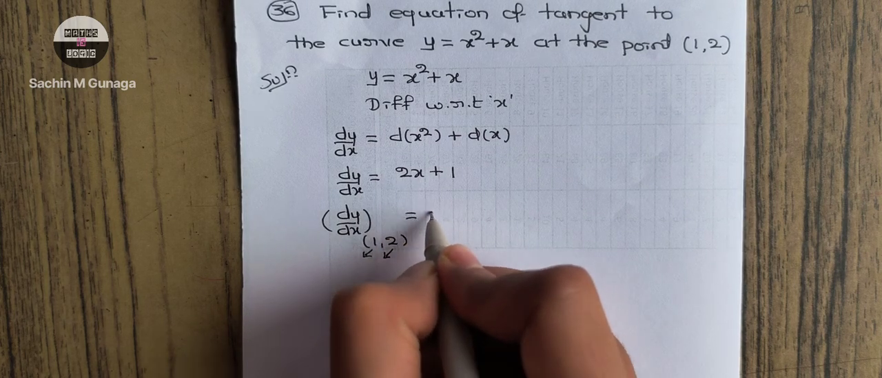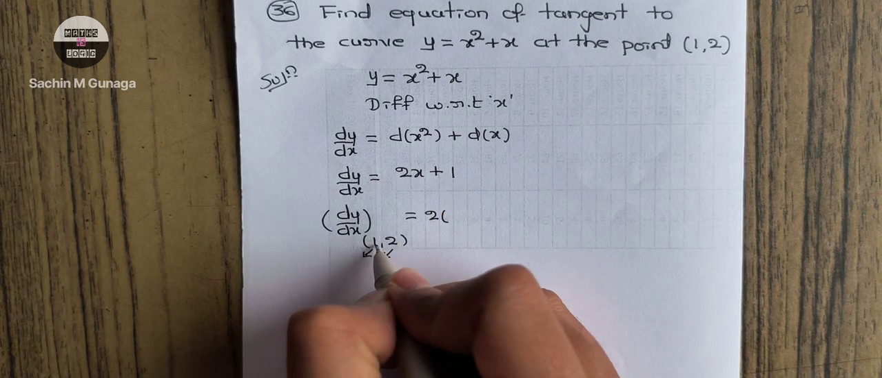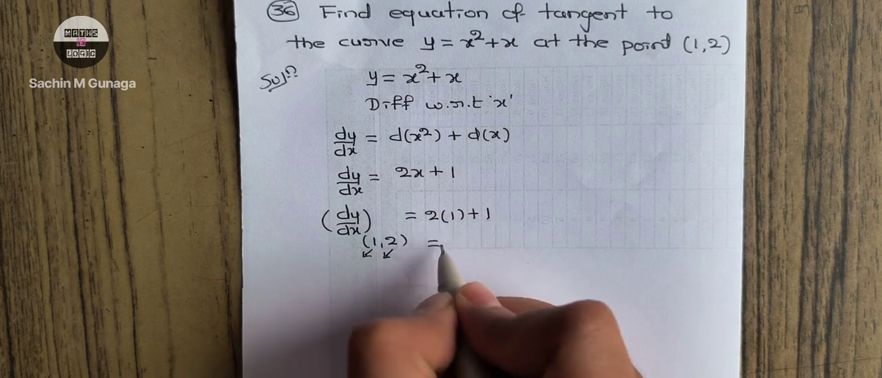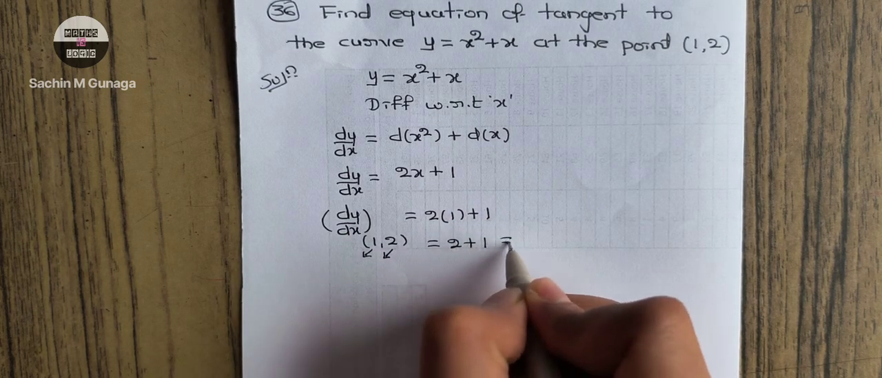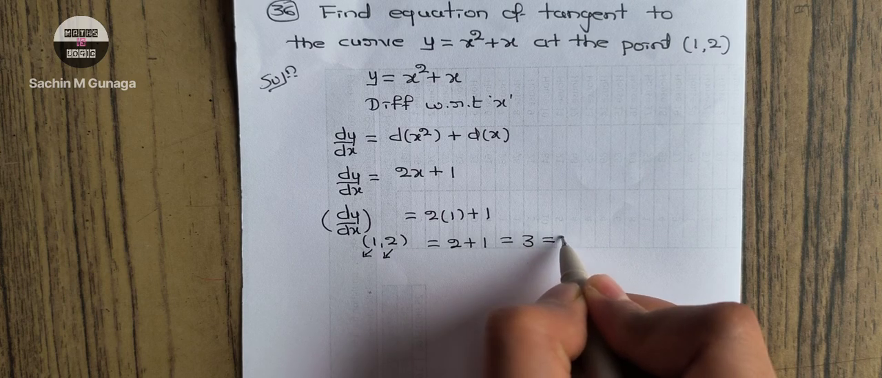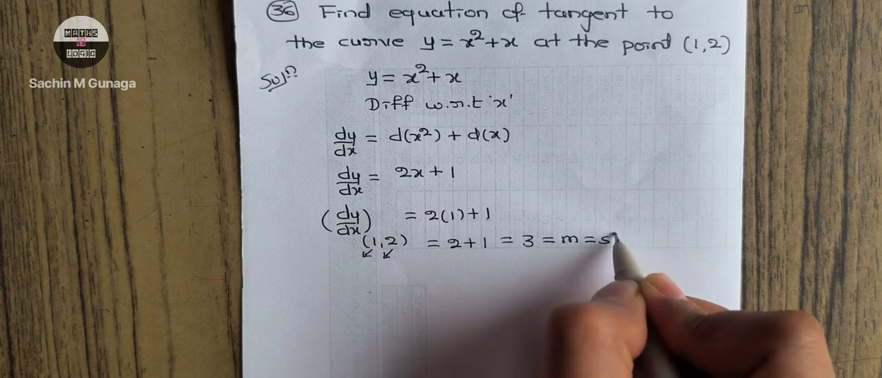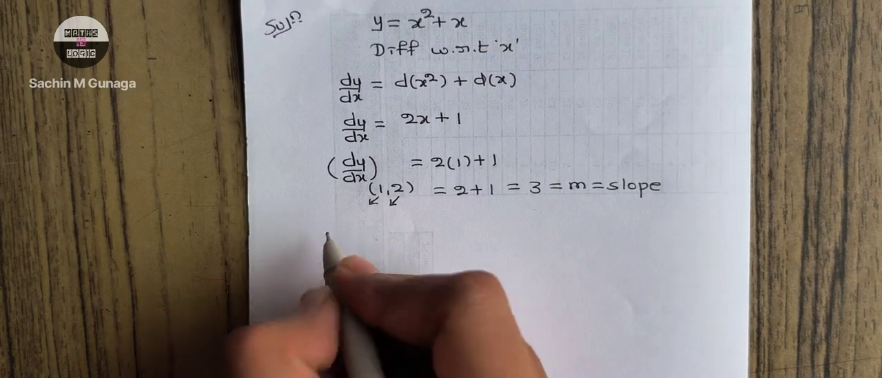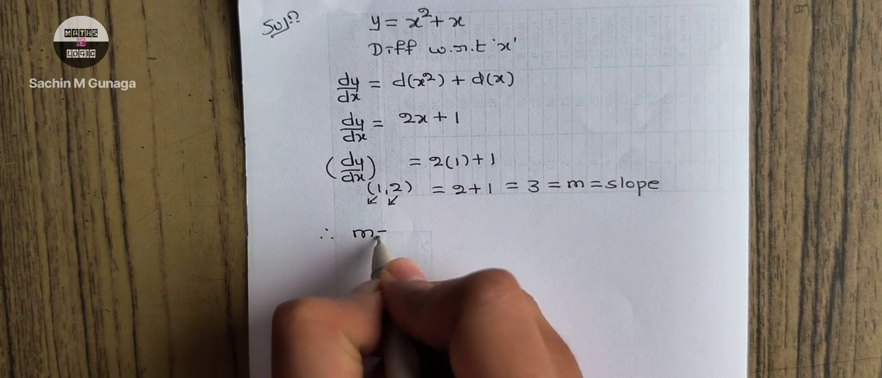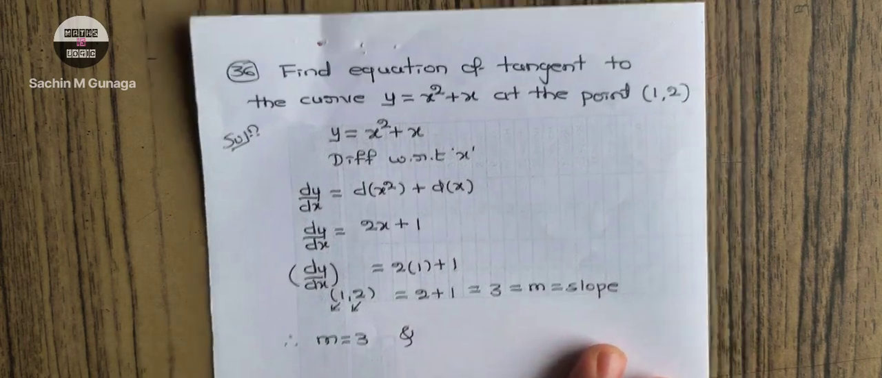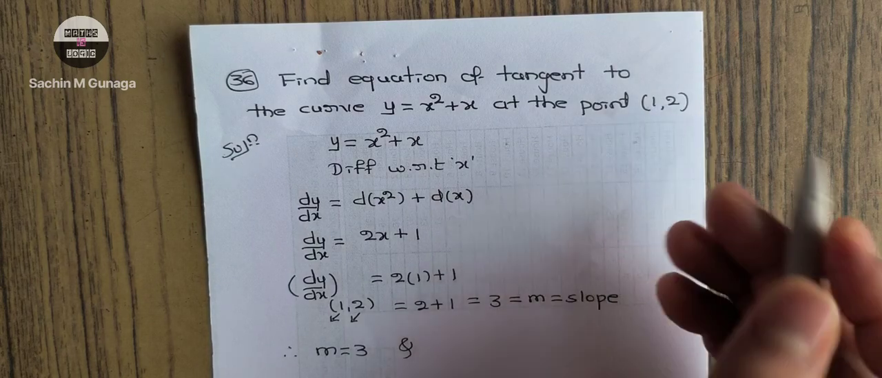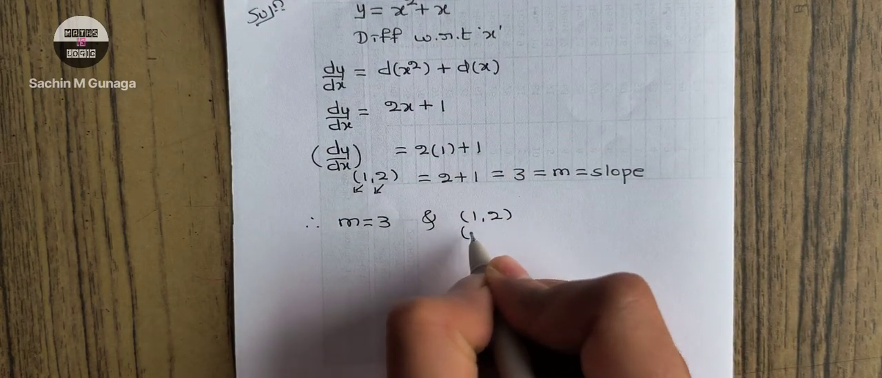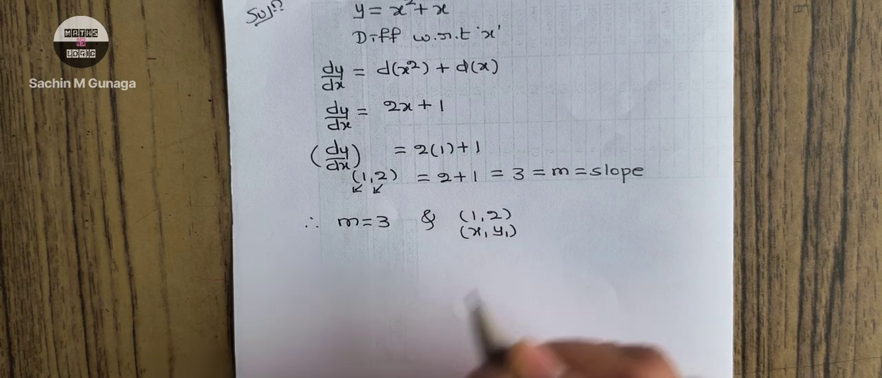Here x is there. In place of x, substitute how much here? 1. So it is 2 into 1 plus 1, therefore it is 2 plus 1, so 2 plus 1 is 3. This 3 is nothing but m, so m is nothing but what here? Slope. Therefore m we got 3 and already one point is given, that is 1 comma 2. So that 1 comma 2 we will consider as x1 y1.